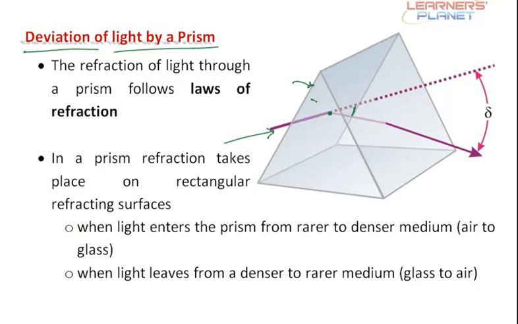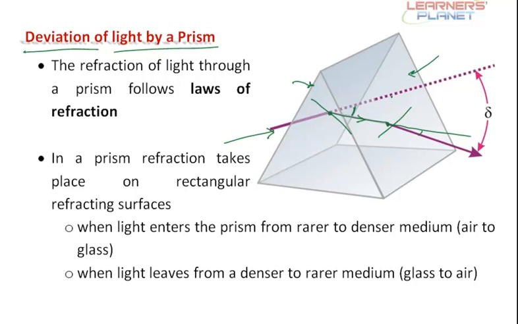It will bend towards the normal. The normal to this face will be in this direction. So it is bending towards the normal. Now inside the glass prism, it is traveling in this direction, and again it gets incident on this second refracting surface, where the normal is here. Now it will bend away from the normal. Okay, so instead of going like this, it will go like this.